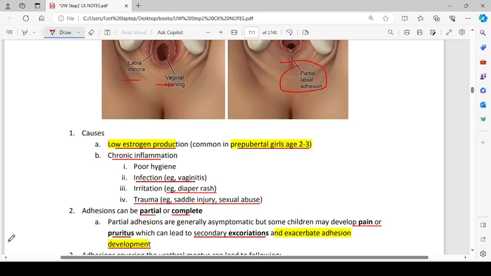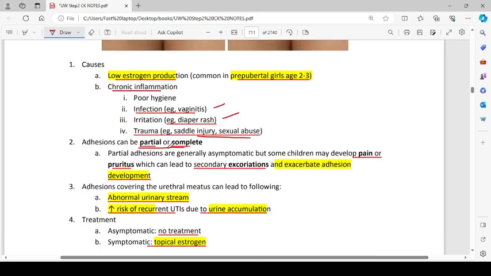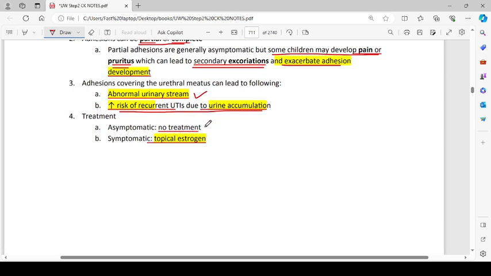Chronic inflammation, like poor hygiene, infections, for example vaginitis, irritation like diaper rash, trauma, for example saddle injury and sexual abuse. Adhesions can be partial or complete. Partial adhesions are generally asymptomatic, but some children may develop pain or pruritus, which can lead to secondary excoriations and exacerbate adhesion development. Adhesions covering the urethral meatus can lead to abnormal urinary stream and increased risk of UTIs due to urine accumulation. Treatment: if asymptomatic, no treatment is required, and if symptomatic, we can give topical estrogen.